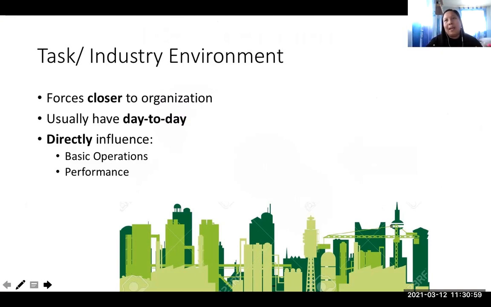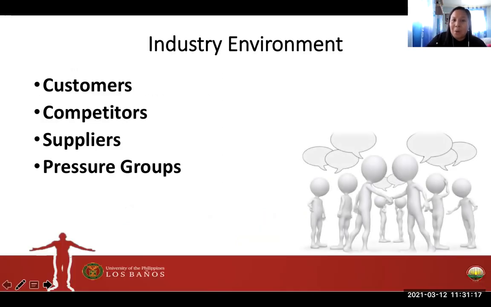For example, diba, animal feed meeting, saan ba sila dependent? Of course, they are dependent on the supply of yellow corn and other major raw materials for producing the animal feed. Okay? So, they can also influence this task or industry environment, the organizational performance. So, yan, tayo, part of it, the industry environment, the customers, di ba?